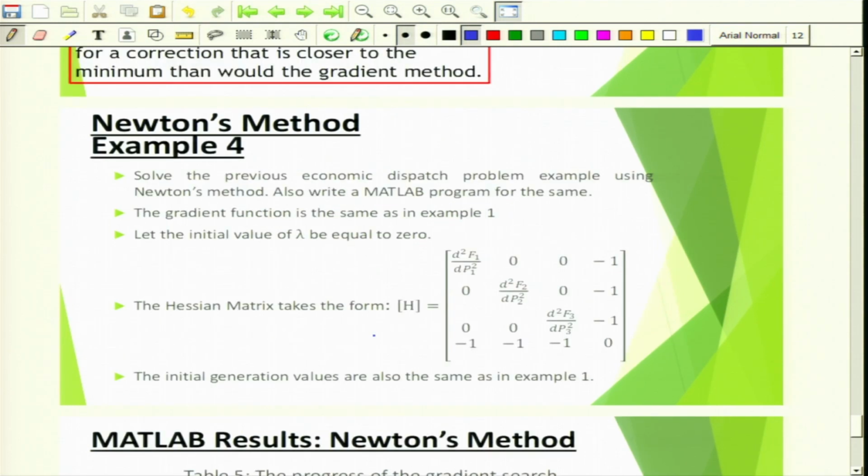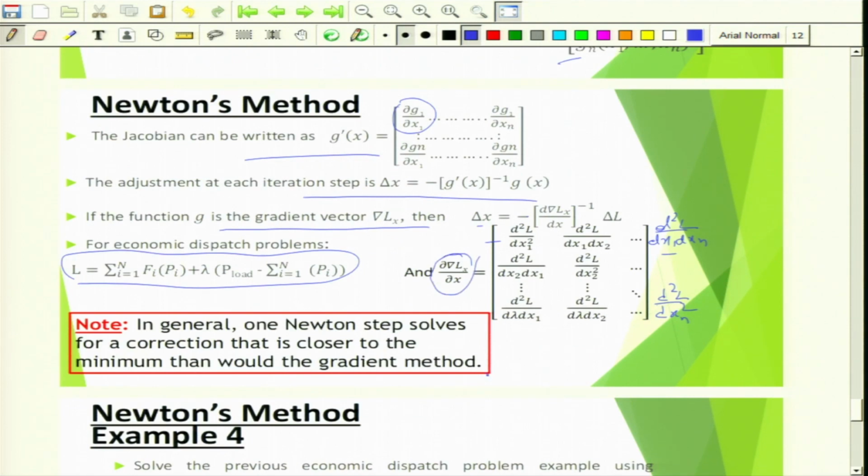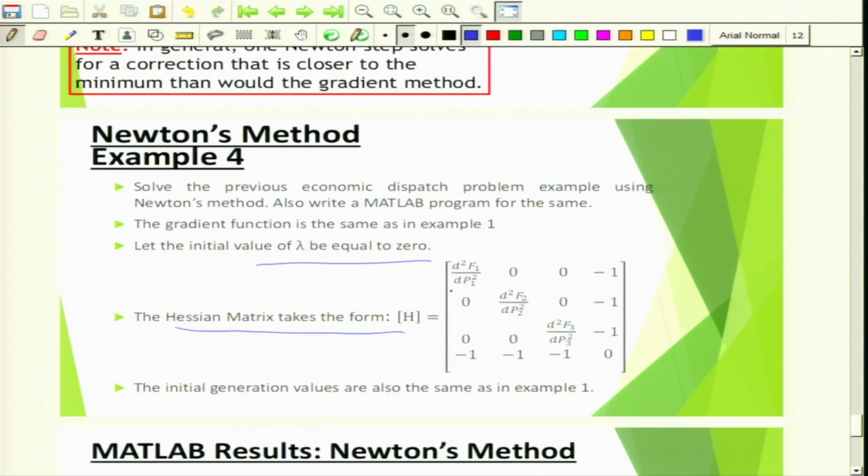Solve the previous economic dispatch problem example using Newton's method. Also write a Matlab program for the same. You can also try out Newton's method to have the solution by using a Matlab program, right. So the gradient function is the same as the previous example. Let the initial value of lambda be equal to 0 and obtain the Hessian matrix. Hessian matrix is nothing but the partial derivative of the gradient function. Then you get d square f by dp1 square as the first row entry, and everything will be 0 except the last one, which is minus 1.